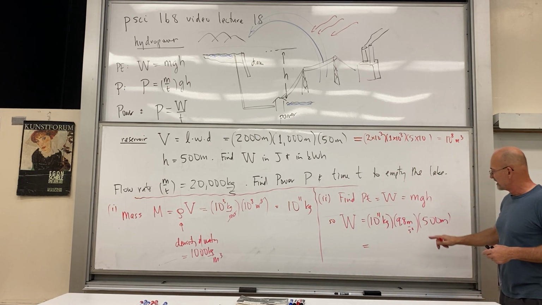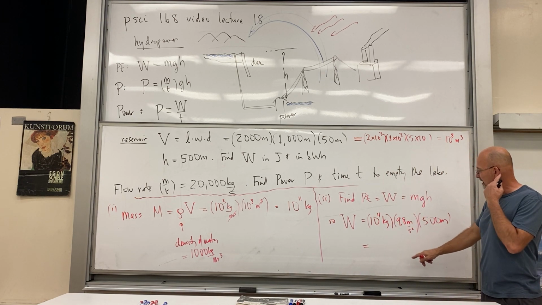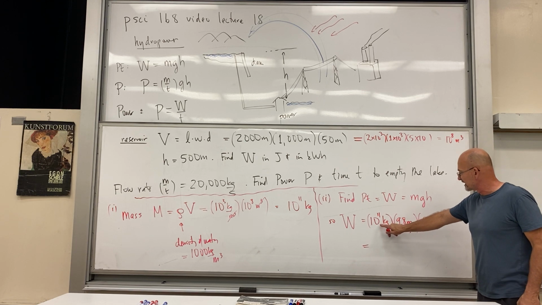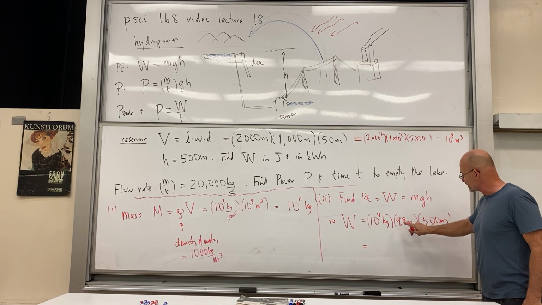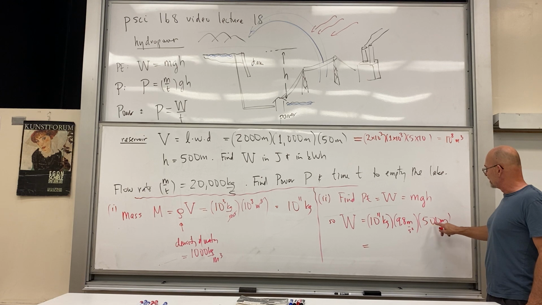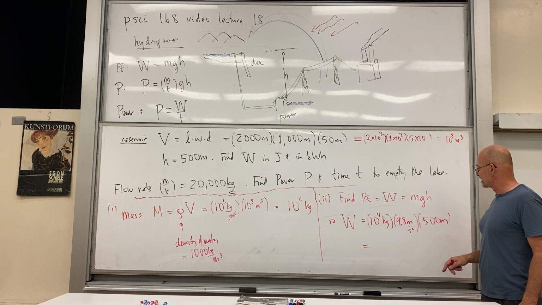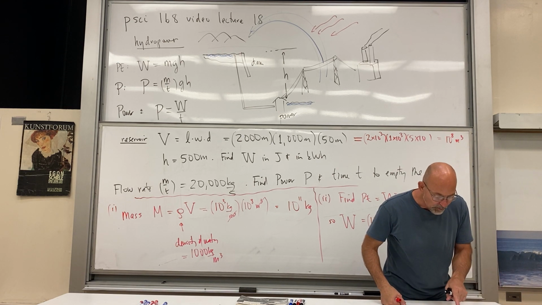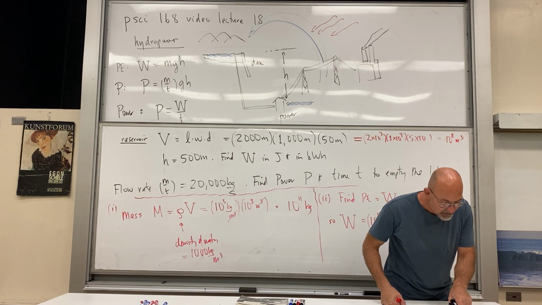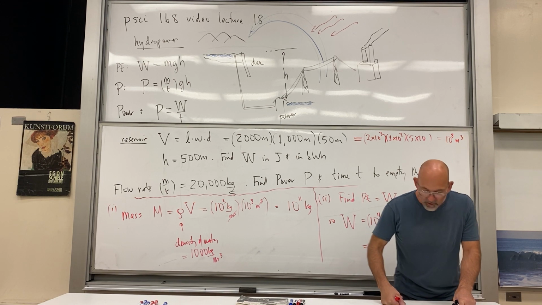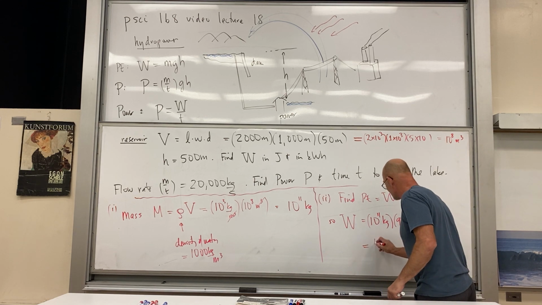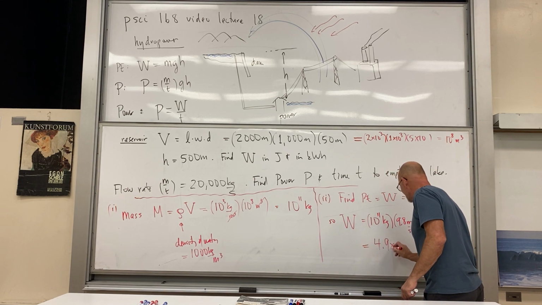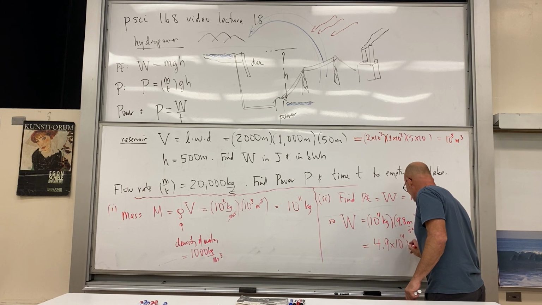Yeah, we have 10 to the 11. You can see what we're roughly going to have. 10 to the 11, roughly 10 to the 12, 13, 14. So it's going to be about 5 times 10 to the 14. And the actual number is going to be 4.9 times 10 to the 14 joules. Good. So we get 4.9 times 10 to the 14 joules.